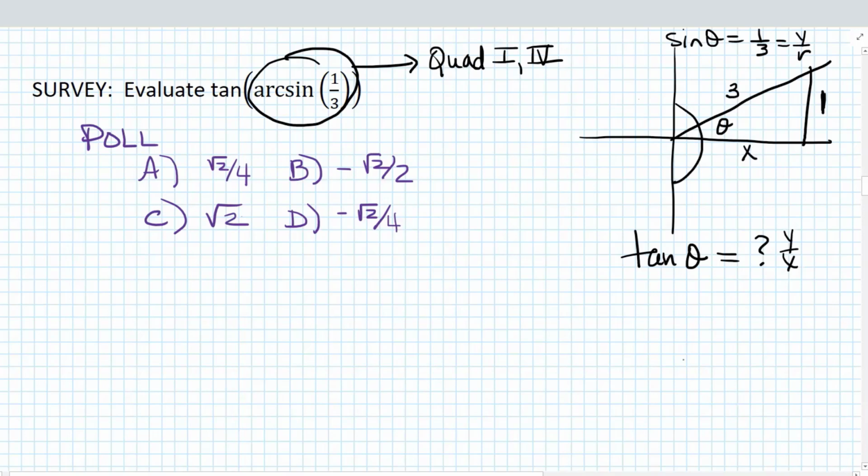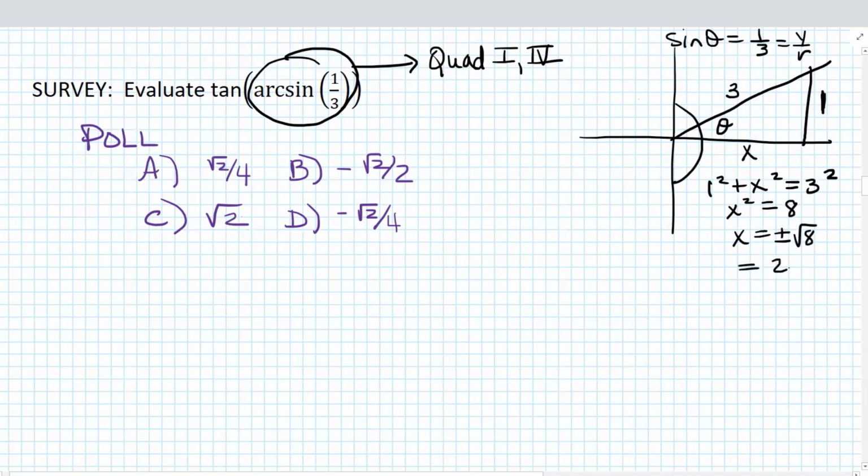And how do we figure that out? Pythagorean theorem, yeah. So we're going to say 1 squared plus x squared equals 3 squared. So that means x squared equals 8, which means that x is square root of 8, 2 root 2. Is it going to be positive or negative? Positive. How do you know that? X equals plus or minus the square root of 8. We're going to use positive 2 root 2. First quadrant, the x's are positive.